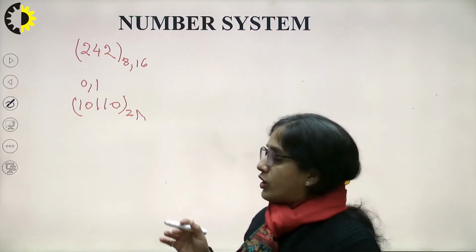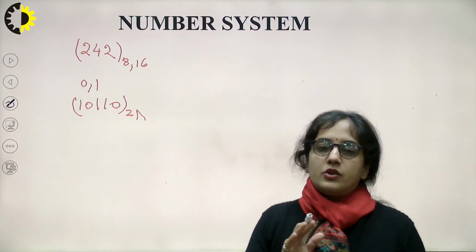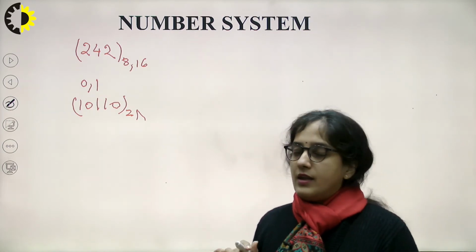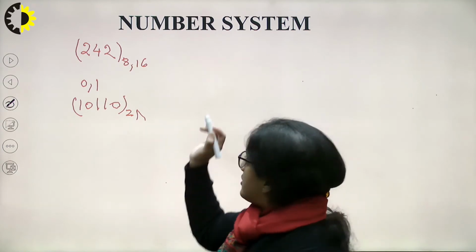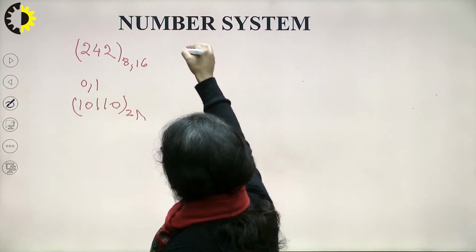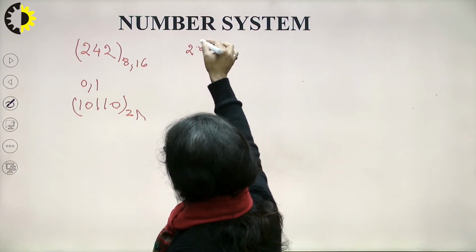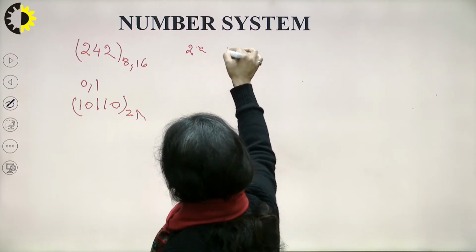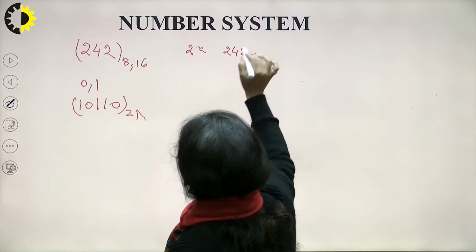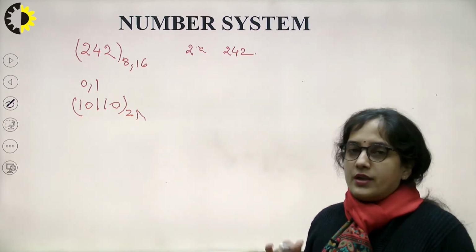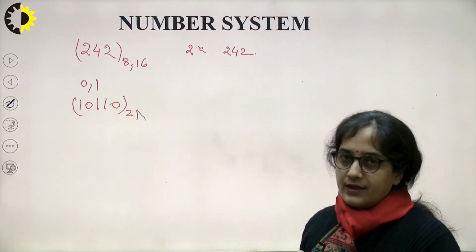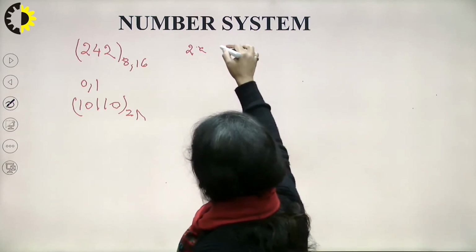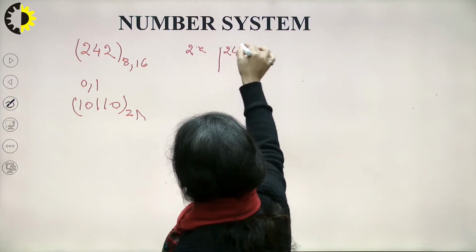For conversion from one number system to another, first I am going to convert from the decimal number system to the binary number system. Just take the example of 242. This 242 is in decimal. To convert this decimal number into binary, I think all of you are aware that we have to divide it by 2.